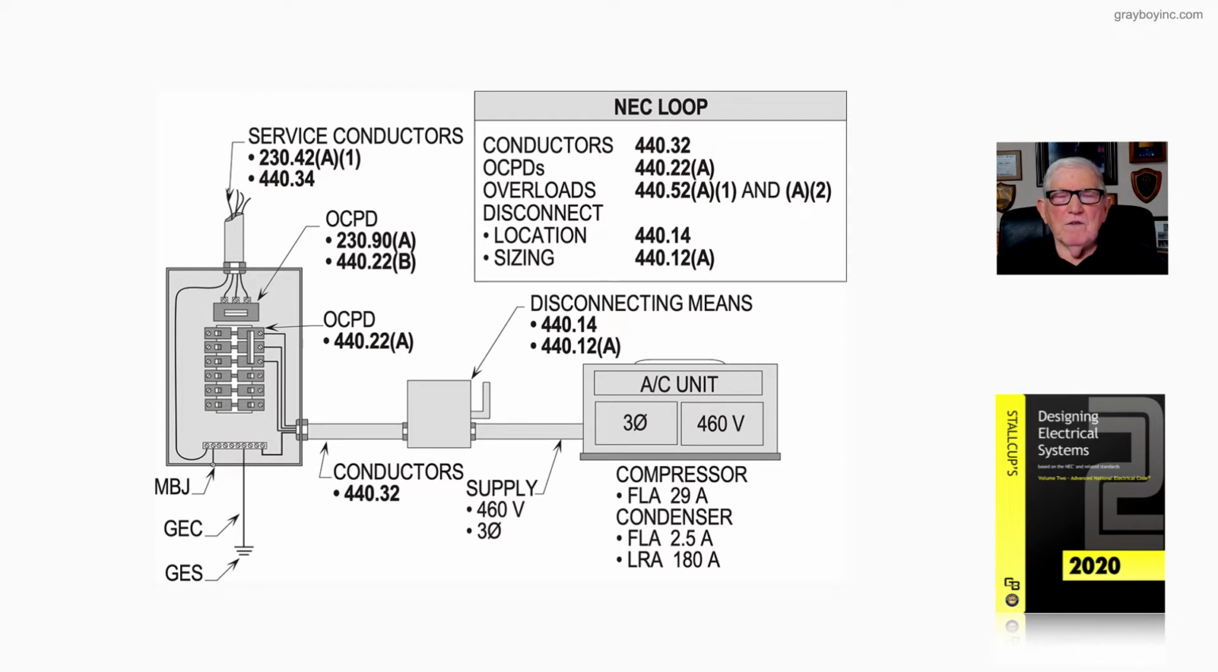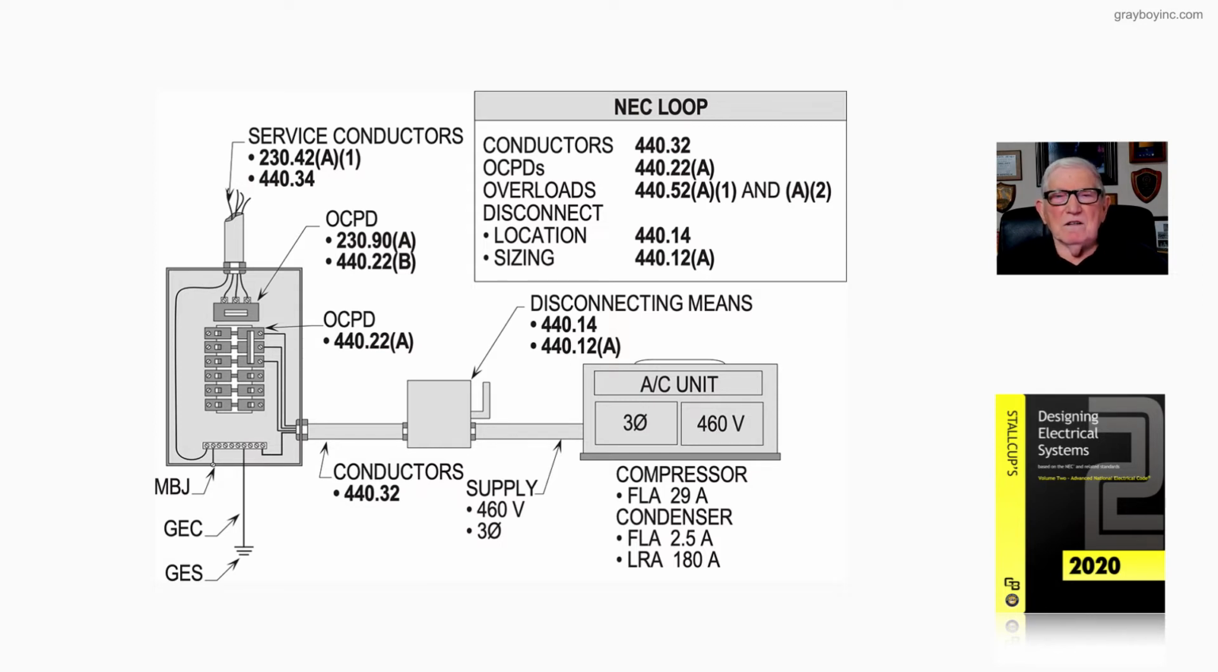The overcurrent device, 440.22(A). Overload settings, 440.52(A)(1) and (A)(2). The disconnect location is 440.14, so that it is to be within 50 feet, bird's eye view, in sight, in accordance with the definition in Article 100.